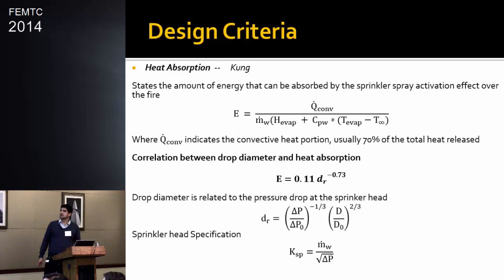Design criteria also, we have the heat absorption as designed by Kung in his correlations. This is going to relate the drop diameter with the heat absorption from the fire. So it takes into account the evaporation and the absorption from the drops. This is going to be related to the heat absorption from each drop according to the drop diameter. And this is going to be related with the pressure drop at the sprinkler head, and it's going to give us the K specification, which is related to the sprinkler head itself.